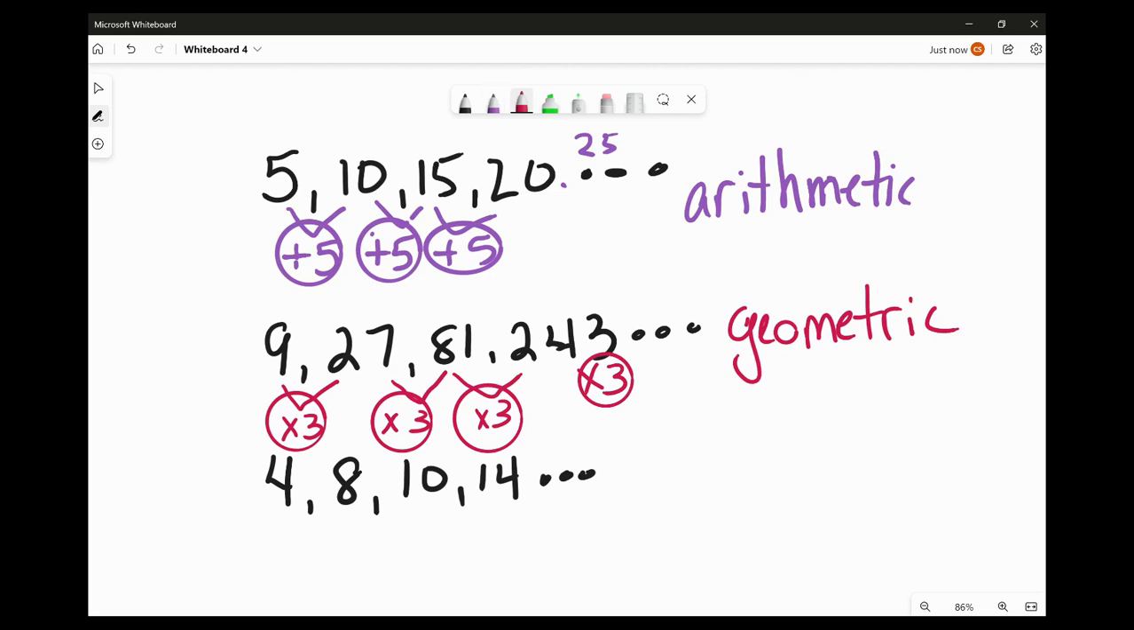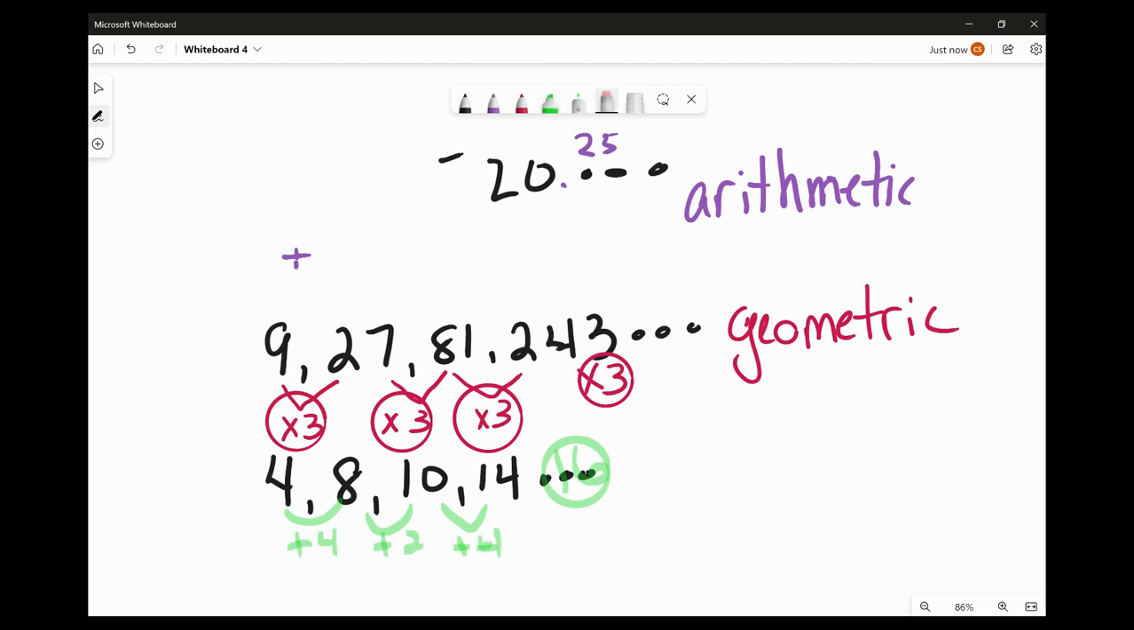If you look at the one on the bottom, there's no particular pattern. This is going up by 4. This is going up by 2. This is going back up by 4. Maybe you could say, well, it's going to go up by 2 for the next time. So maybe the next one, it would be 16. Okay. So maybe there is some pattern happening there. It's not arithmetic and it's not geometric because we're not adding or subtracting by the same amount every time, and we're not multiplying or dividing by the same amount every time.